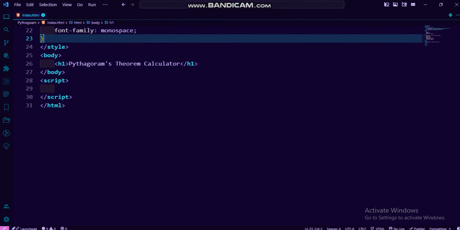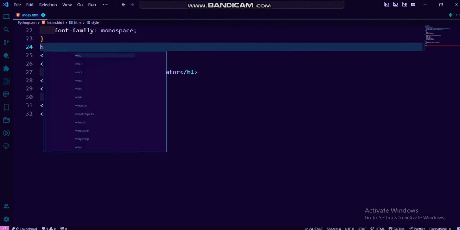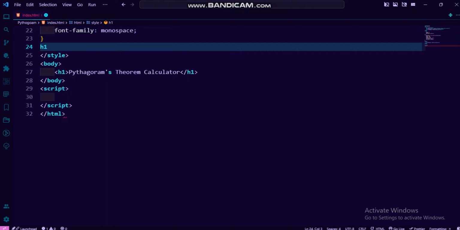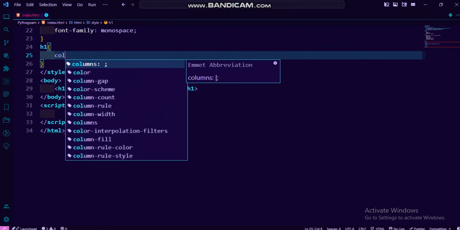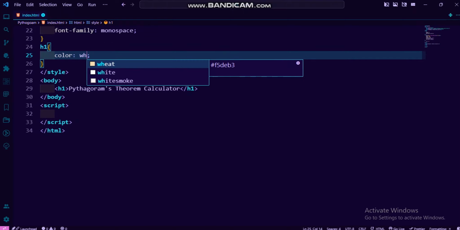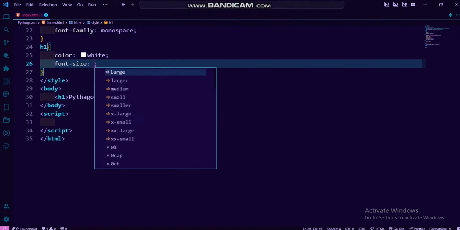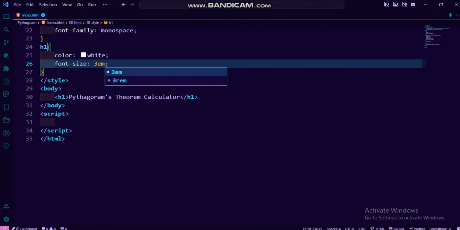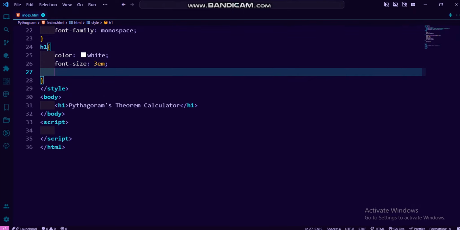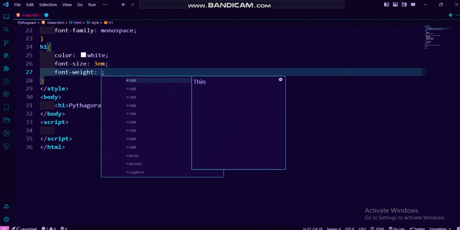Then in the style, H1, color white, font size 2em, font weight 700.